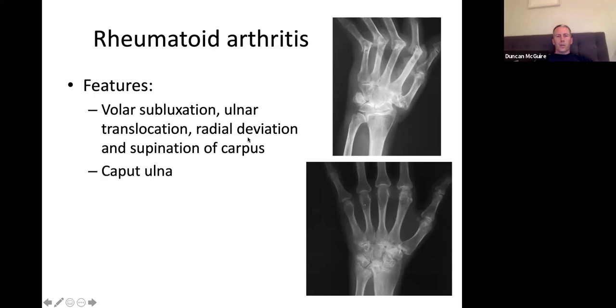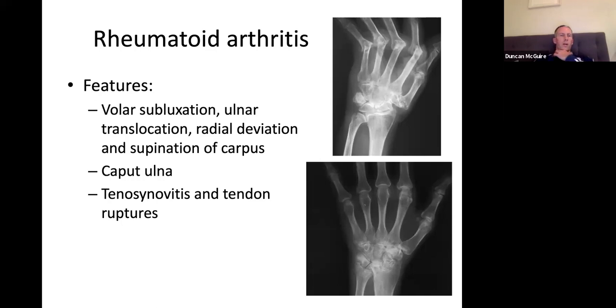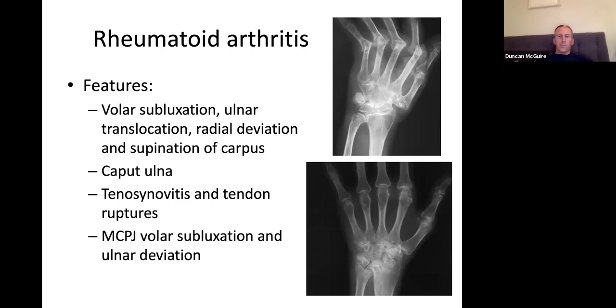You get a caput ulnae, which is where the ulnar head subluxes dorsally. It's often arthritic and has sharp spikes of bone, and then this causes tenosynovitis and tendon ruptures. Tendon ruptures in rheumatoids are nearly always due to a sharp spike of bone on the ulnar head. It's very, very rare that you'll actually see a tendon rupture purely from tenosynovitis on its own.